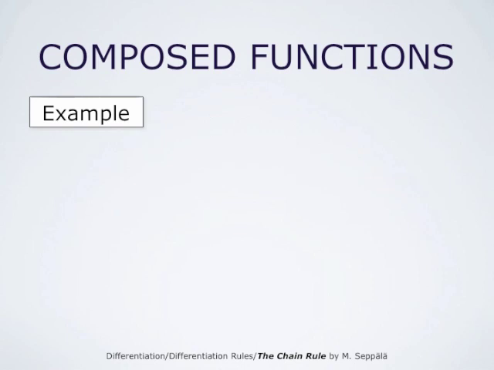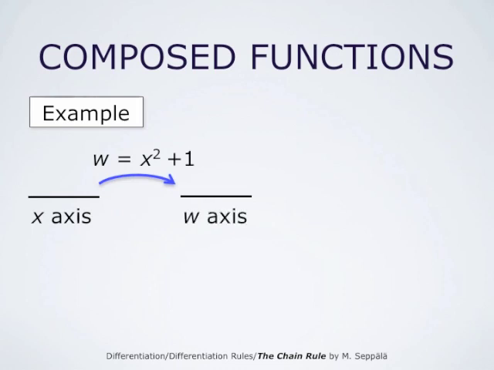Let us take a look at an example. Consider the function w equals x squared plus 1. It takes a number x on the x-axis to the number x squared plus 1 on the w-axis. We may further proceed with the function sine of w to the y-axis. So now we have two functions, the function indicated by the blue arrow, w equals x squared plus 1, and the function indicated by the red arrow, y equals sine of w.